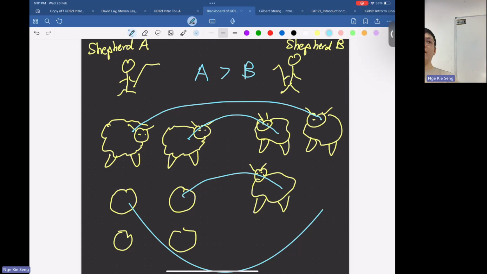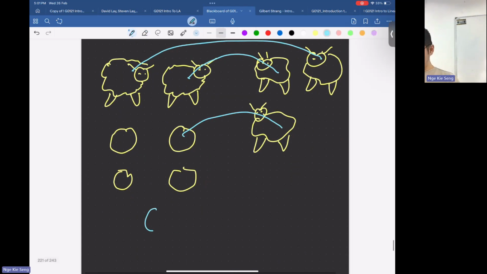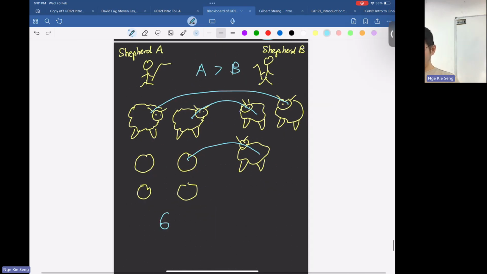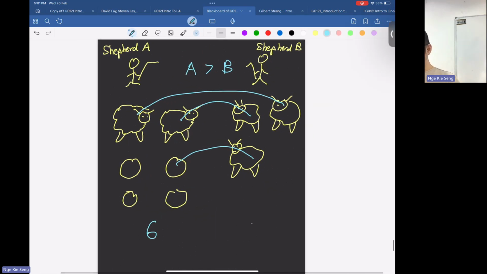But what's the other way you can compare? I can count that I have 6 sheep for A and only 3 sheep for B. Also, I can see that 6 is greater than 3. And this number is an invariant of the set of sheep. Hey, how to spell sheep?